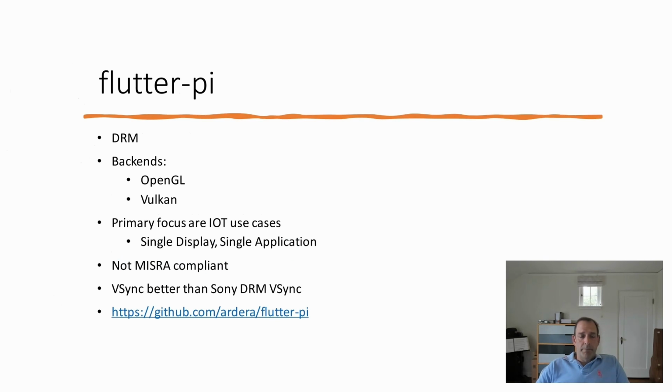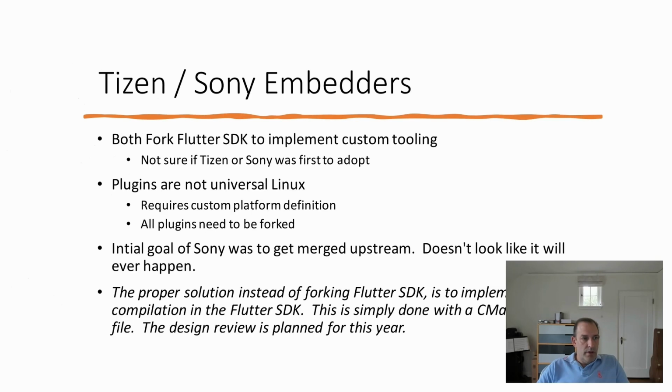Flutter Pi, this is DRM only. Supports OpenGL and Vulkan. Primary focus is IoT use cases, single display, single application, not MISRA compliant. vSync is better than the Sony DRM vSync implementation, and the repo is located here.